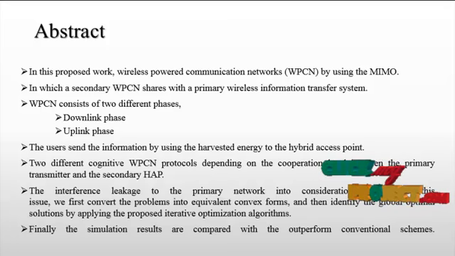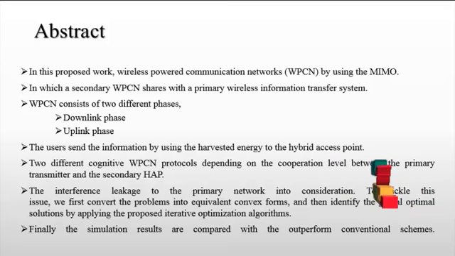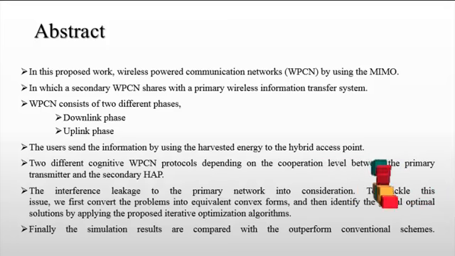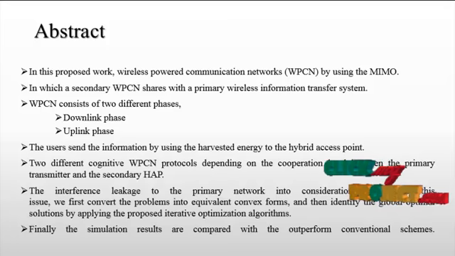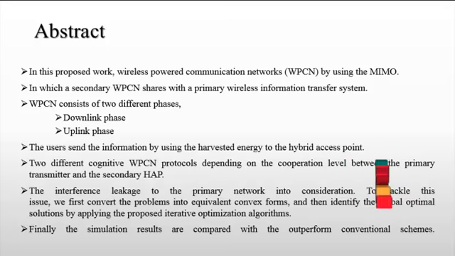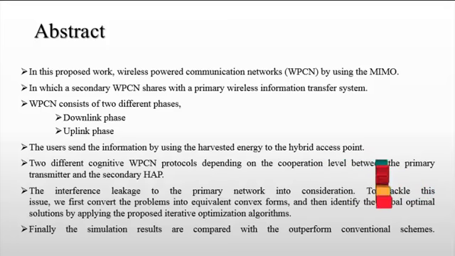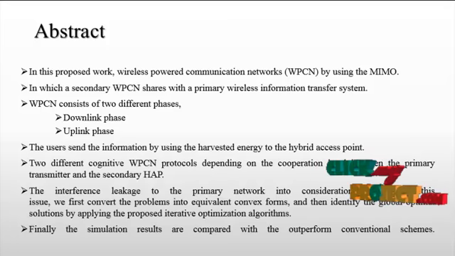In this proposed work we use a wireless powered communication network, called a WPCN, with the MIMO concept, multiple input and multiple output, in which the secondary WPCN shares spectrum with the primary wireless information transfer system. A WPCN consists of two different phases: the downlink phase and the uplink phase. The user sends the information by using the harvested energy to the hybrid access point, that is the HAP.